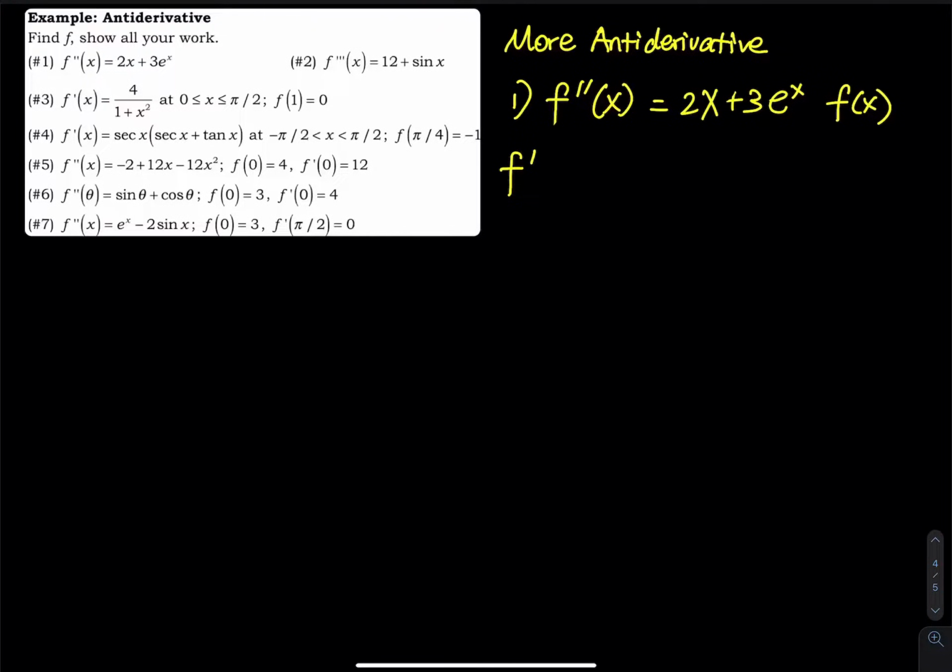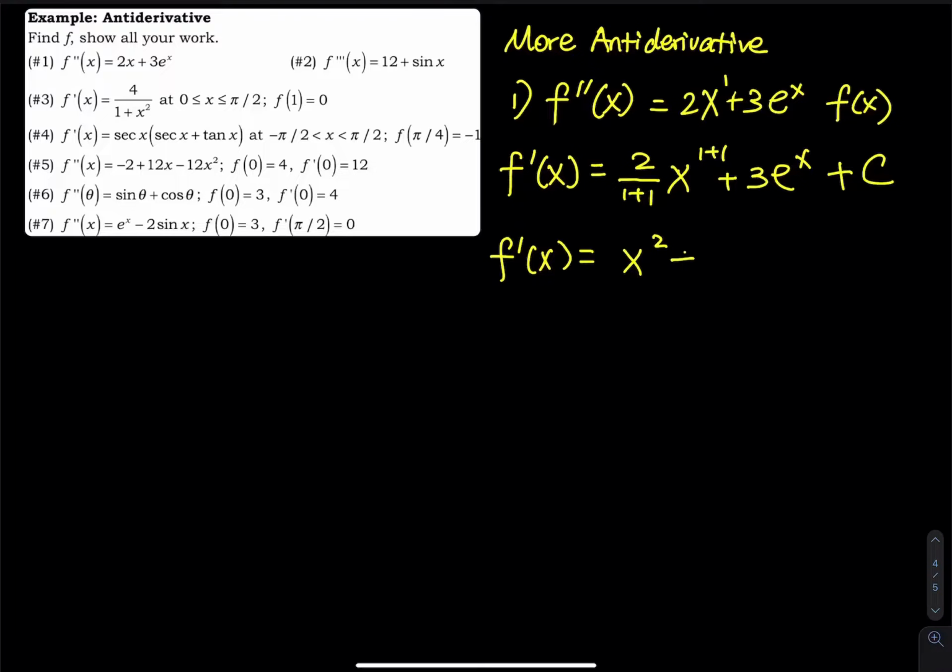F prime of x, so this one is 2x raised to the first power, right? Then we do 1 plus 1, and put the 1 plus 1 in the denominator. The 2 stays on top, and the e to the x, it doesn't matter how many times you take the derivative, is always e to the x. And don't forget we have a plus c. So f prime of x equals 2 divided by 2, which is 1, so we have x squared, plus 3e to the x plus c. That is the first antiderivative.